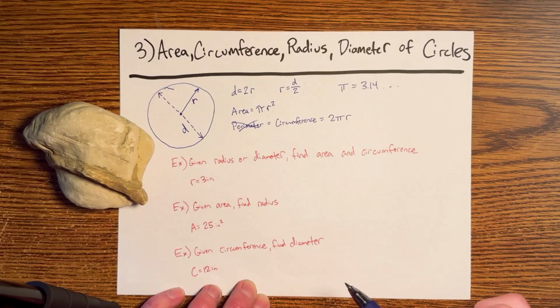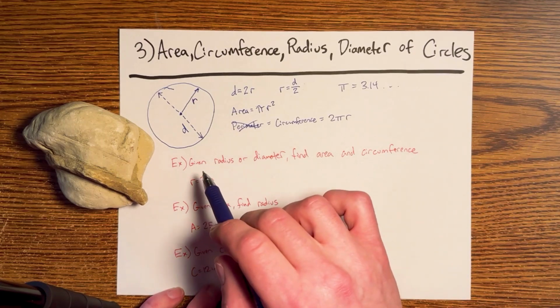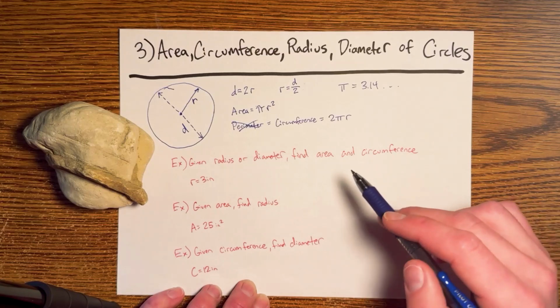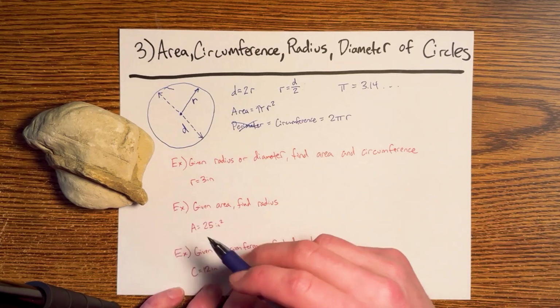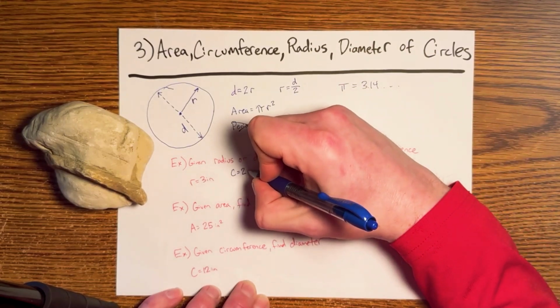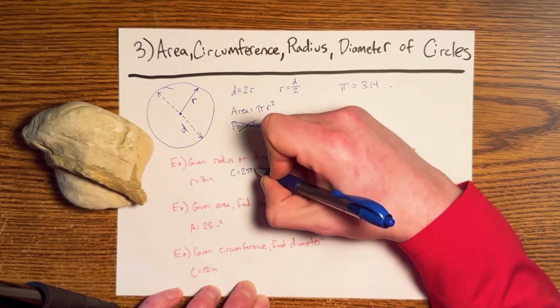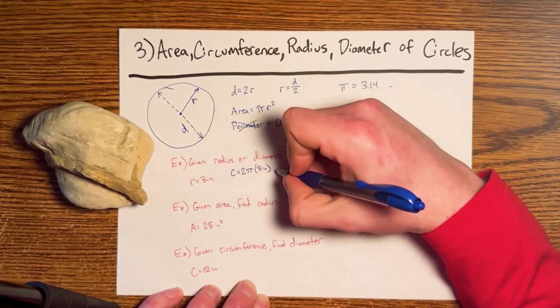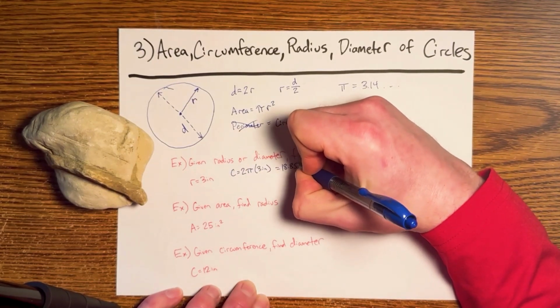3 quick problems to run through. The first one, if you're given the radius or diameter and you're asked to find the area or circumference. So let's say you're given a radius of 3 inches, you're just going to plug and chug. Remember, the circumference is equal to 2 pi r, 3 inches. You'll just plug that into your calculator and find it to be 18.85 inches.